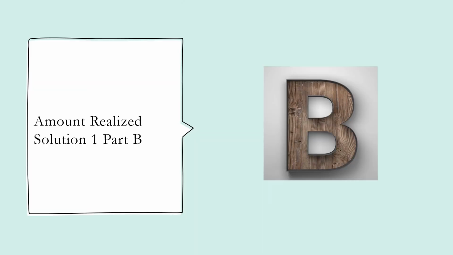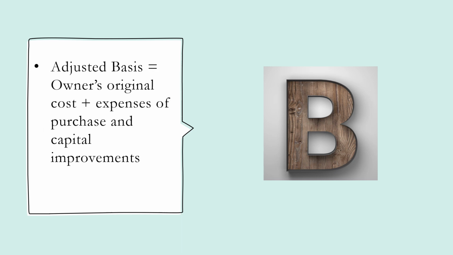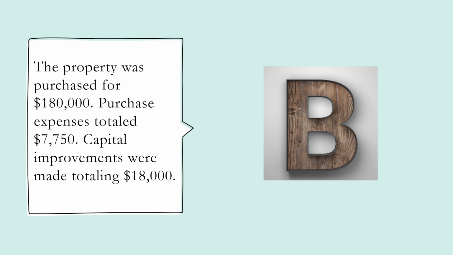Part B. What was the adjusted basis? Adjusted basis equals the owner's original cost plus expenses of purchase and capital improvements. The property was purchased for $180,000. Purchase expenses totaled $7,750 and capital improvements were made totaling $18,000.